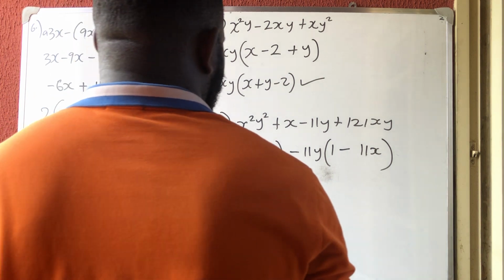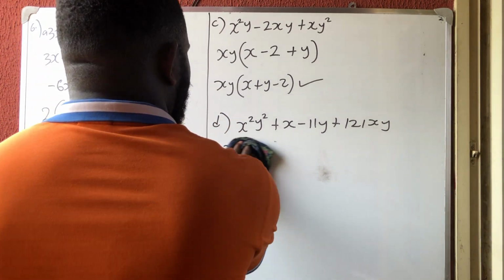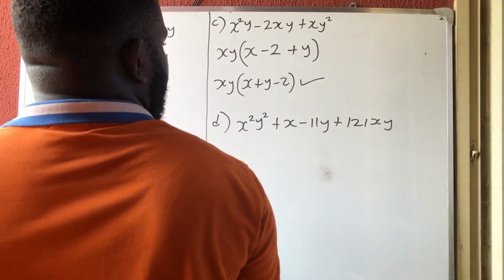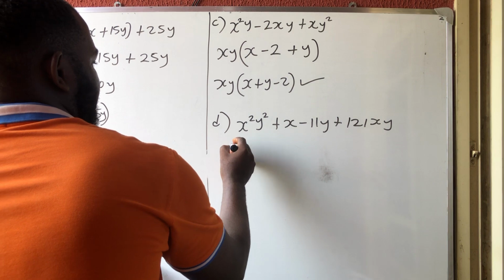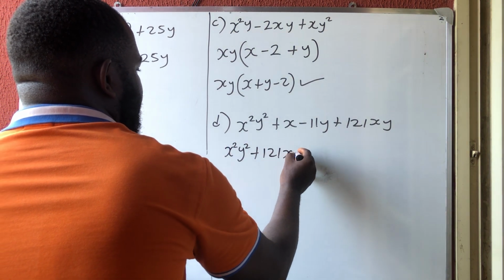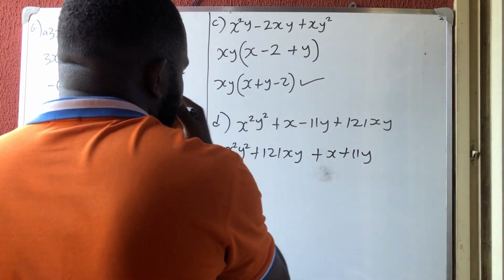Sorry, okay, no, that's not what I want to do. Look at what I want to do. Now there is xy here, there is xy here. Let me bring them together and know what will happen. This is x squared y squared plus 121xy, okay, then plus x plus 11y. So let us do that.